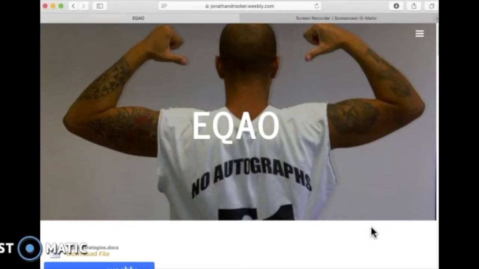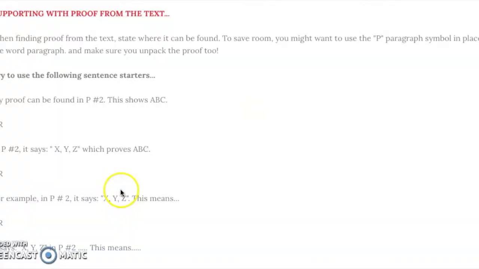Let's take a moment and visit our EQAO webpage, where we have all sorts of useful sentence starters to help students support with ideas from the text. Take note of the various sentence starters that are available here that students have been familiarized with throughout the course of the year. It offers students a chance to cite exactly where the proof from the text can be found. And there's follow-up, where students can unpack that proof and explain its validity and relevance in relation to the question that they just answered.